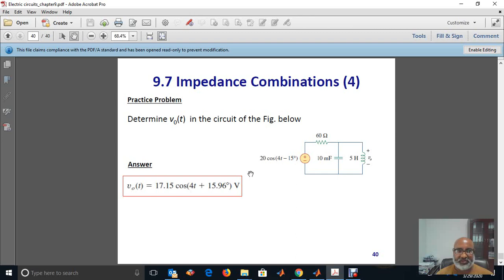In the next chapter, we will have more examples applying the theorems that we studied, like the superposition theorem, the maximum power transfer theorem, the Thevenin theorem, the Norton theorem, and all the others, and the nodal analysis and mesh analysis for more complex, slightly more advanced circuits.